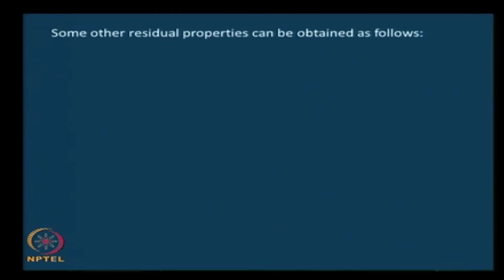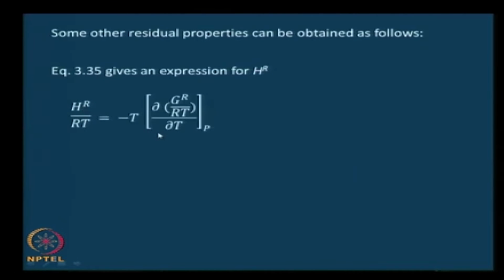Some other residual properties can be obtained as follows. I am just going to explain whatever I said in brief earlier. Equation 335 directly gives an expression for Hr, the residual enthalpy. Hr by RT equals minus T dou by dou T of Gr by RT at constant P. Therefore, once we know Gr by RT, we can get Hr by RT from this expression. Let us call that equation, rather we already called it 335.